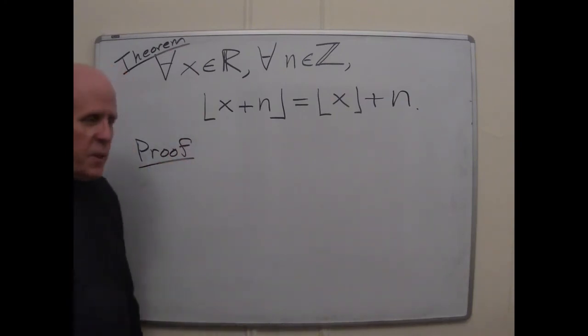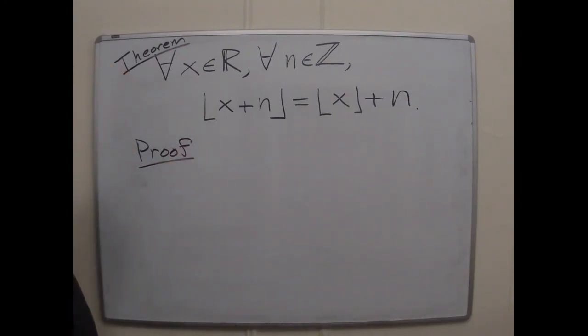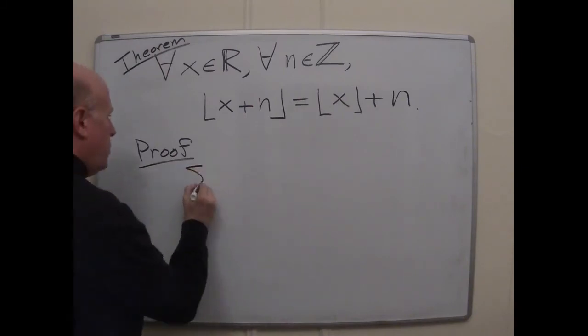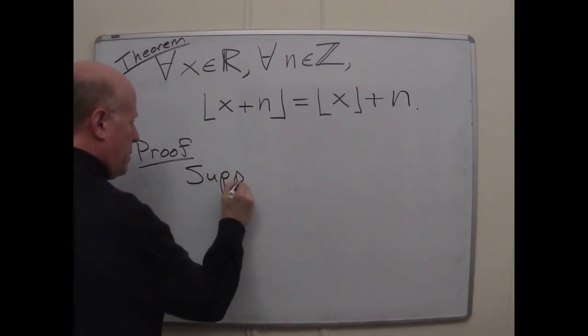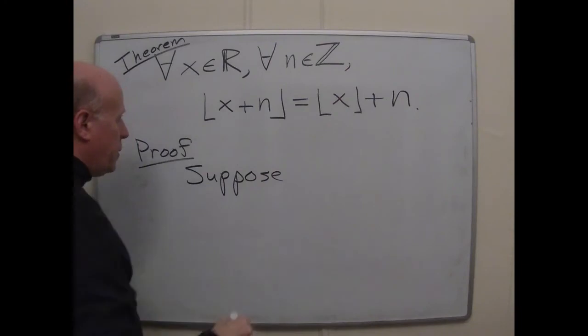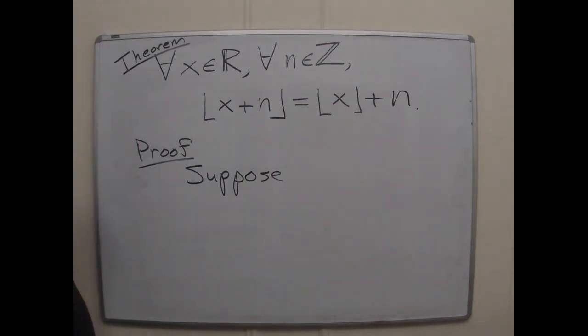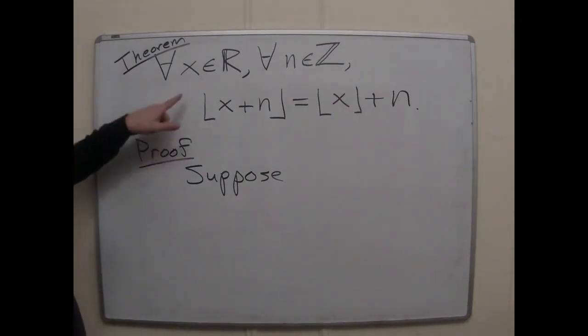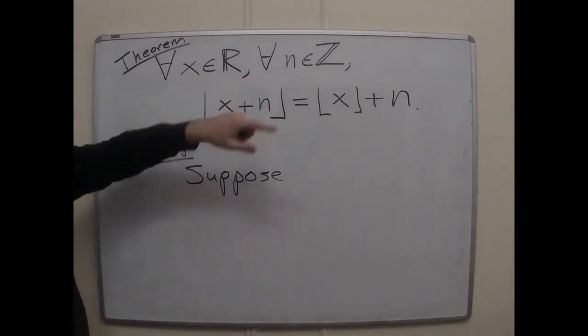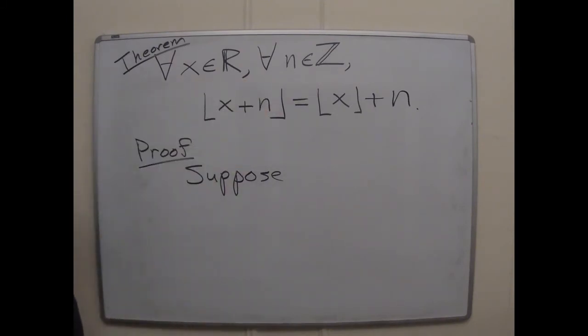This time I'm going to skip giving any examples to prove that it's right. So what's our first sentence? Again, this is just a plain direct proof, no cases or anything. Suppose x is a particular but arbitrary real number and n is a particular but arbitrary integer.